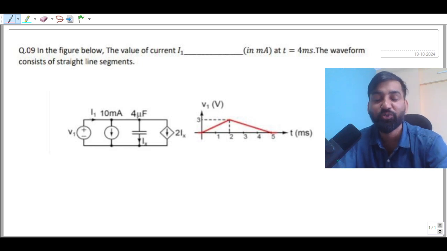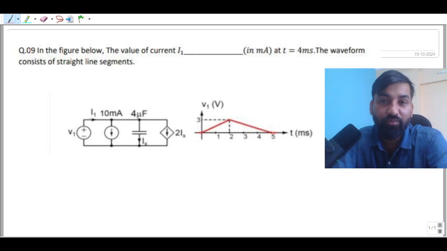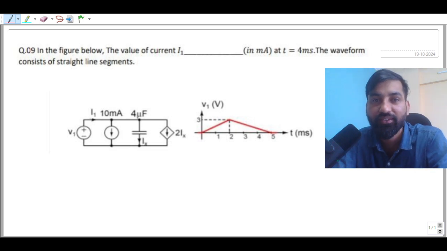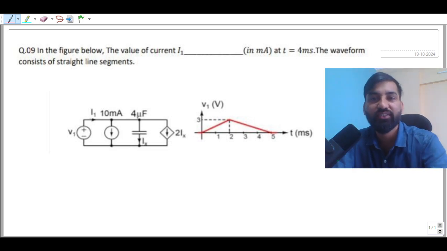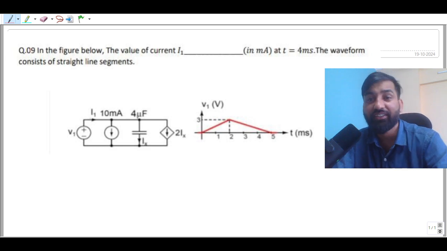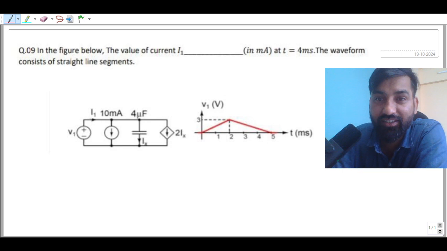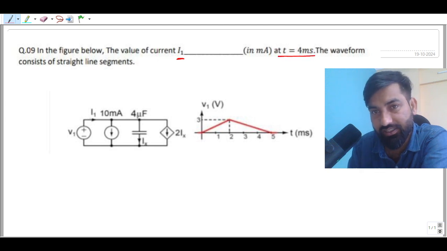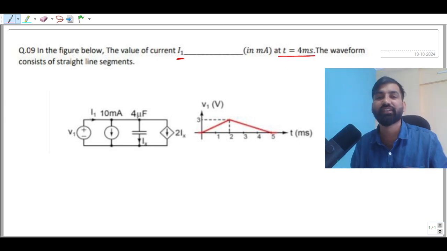Please remember that you need to know which problem belongs to the transient category and which does not. So here a DC source is applied across this parallel circuit, all the elements connected here are in parallel. You also have to observe what you have to find out here. You have to find out the current I1 at this instant, that is nothing but 4 millisecond.